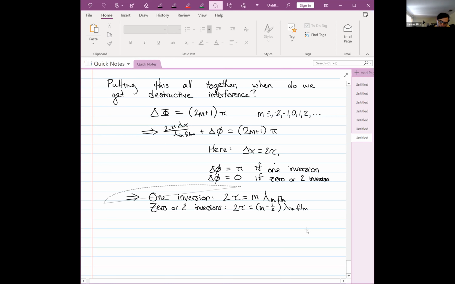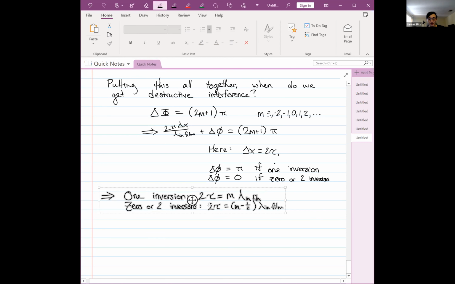So there are 2 separate cases, and the reason there are 2 separate cases is because the phase constant difference, and hence the number of inversions, affects the outcome. Again, m is just equal to integers: -2, -1, 0, 1, 2, and so on. Any possible m. So this gives us something that we can calculate.